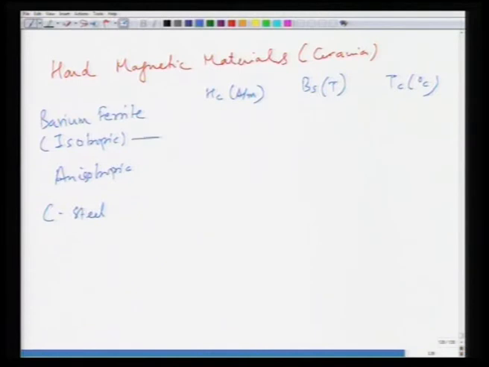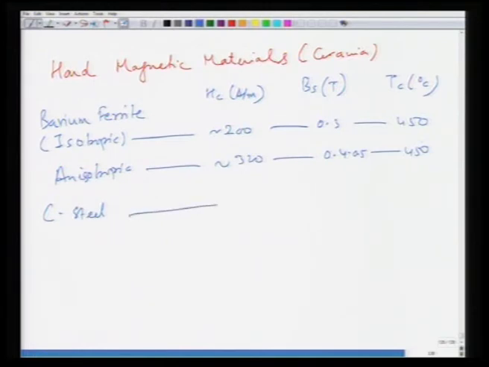So isotropic barium ferrite shows an Hc of about 200 approximately, Bs of roughly 0.3, and Tc of about 450. Anisotropic shows a value of about 320, and this is about 0.4 to 0.5, and this would be 450, similar. And carbon steel, you will have about 4 to 5, and this would be roughly 1, and this would be 770.